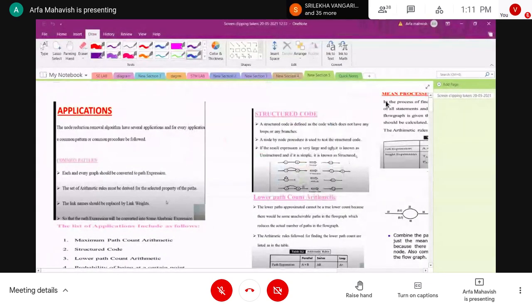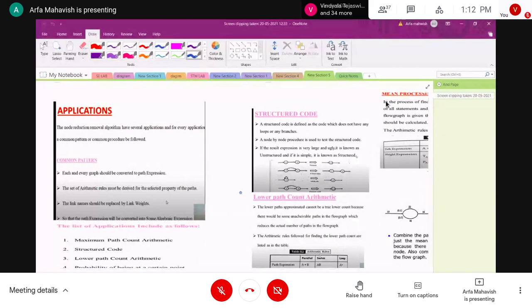The node reduction algorithm has several applications, and for every application a common pattern and common procedure will be followed. The common pattern is that each and every graph should be converted into a path expression. We have seen this previously in the reduction procedure, solving the example flow graph and getting the path expression. So this is one procedure you have to follow.